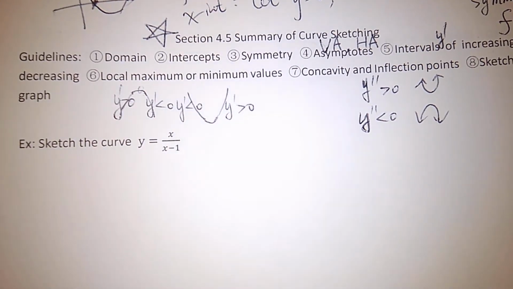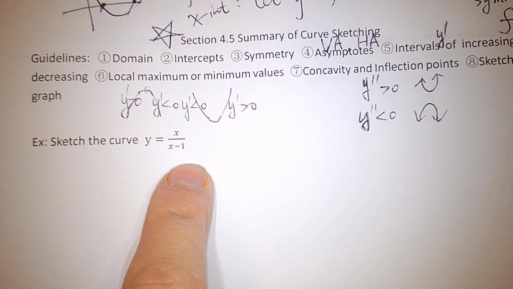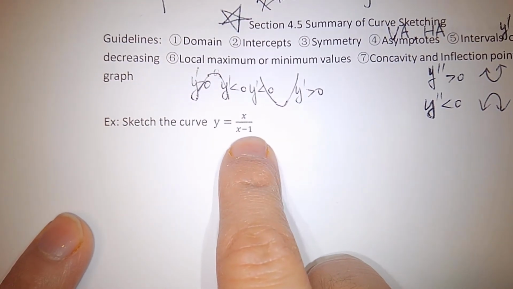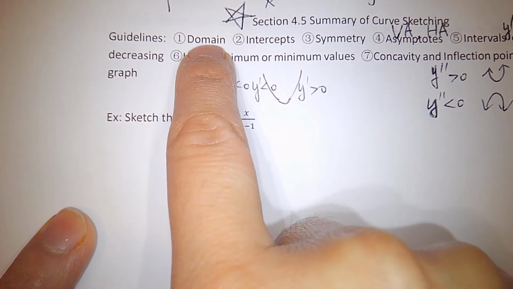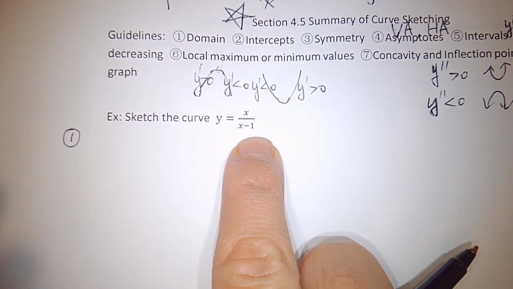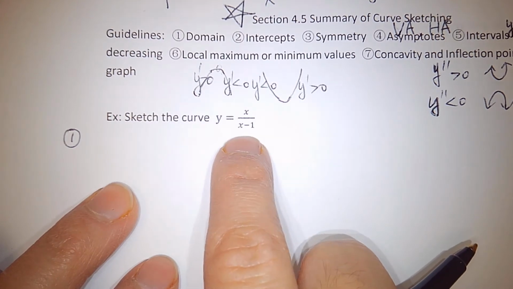Okay, there we go. Alright, sketch this curve, y equals x over x minus 1. Let's follow these steps and then graph this function, okay? So what is the first step, everyone? Find the domain of this function. What is the domain of this function? Can be 1? Cannot be 1, right?